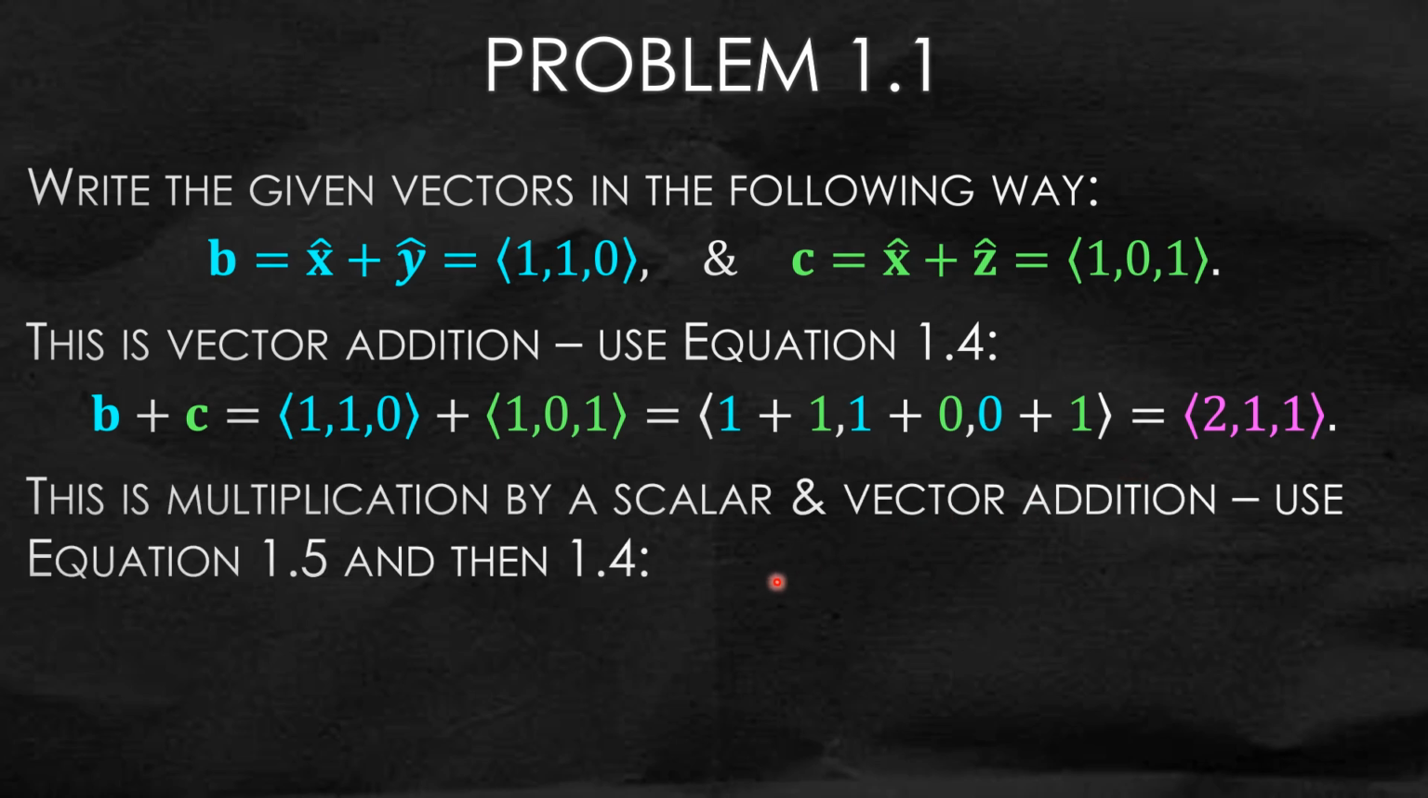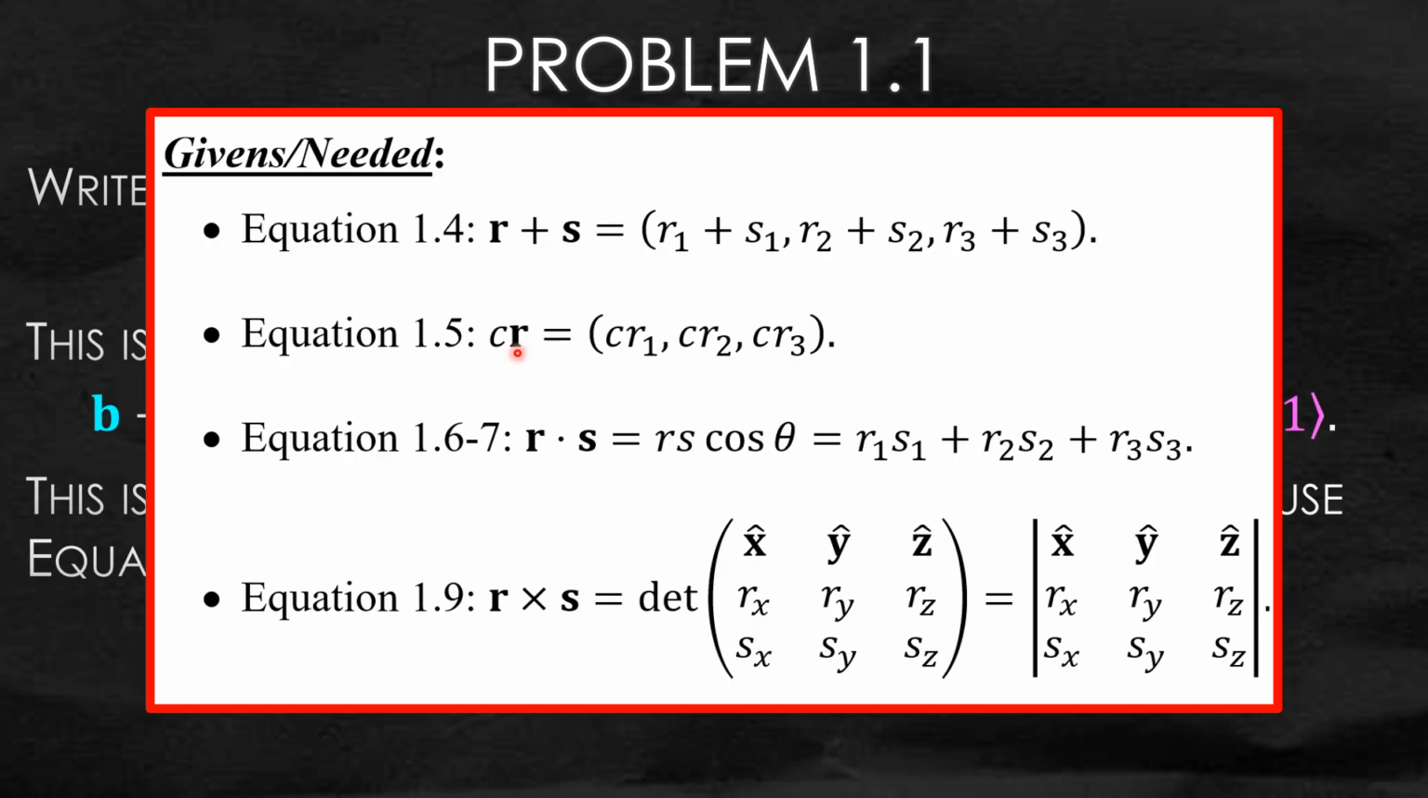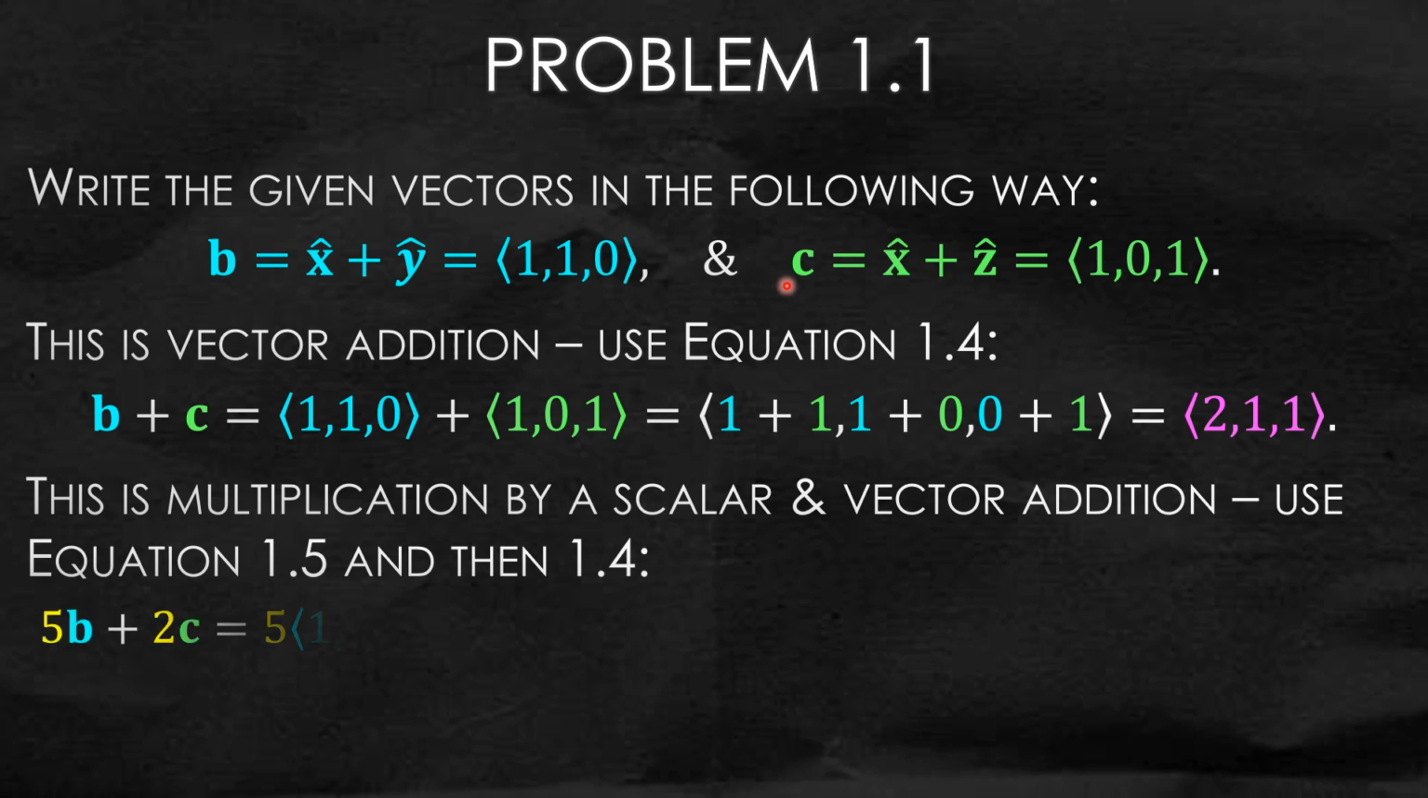But in the next part, we had a scaled version of this addition. So this is multiplication by a scalar and vector addition. So we could utilize equation 1.5 and then 1.4. So 1.5 tells us that the scalar multiplied to the vector needs to be distributed to every single component. And then we could add them up using 1.4.